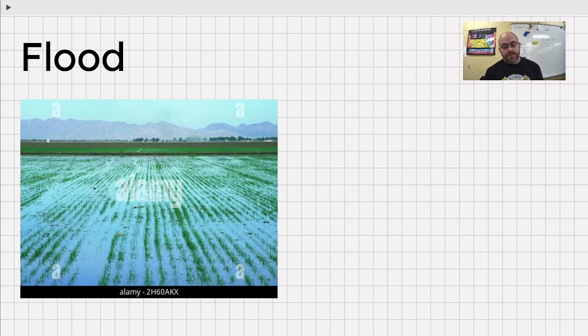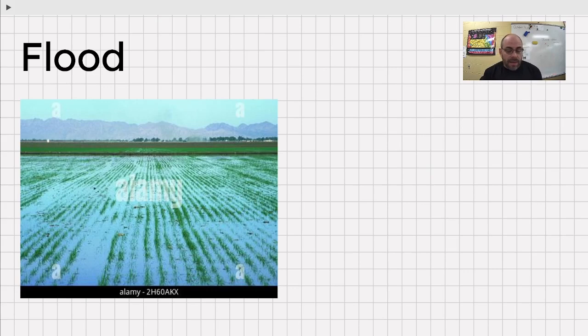Flood irrigation is another type of irrigation. Here we have a nice stock image. Thank you, Alamy. This is when an entire field is flooded with water. Advantages: simple, low cost. And you may think, well, how do those plants grow? Well, some plants really want a lot of water like this. Rice is a great example of that.